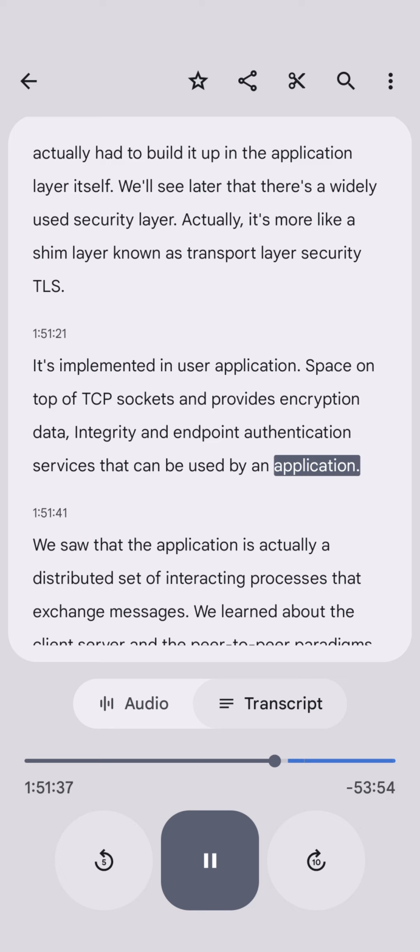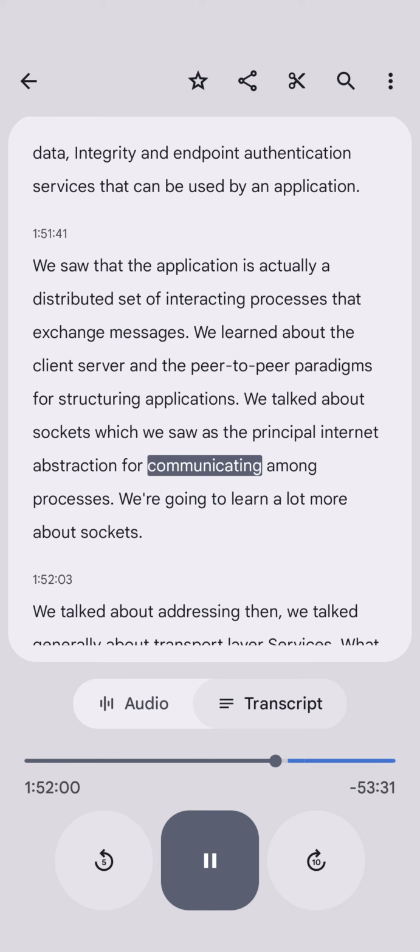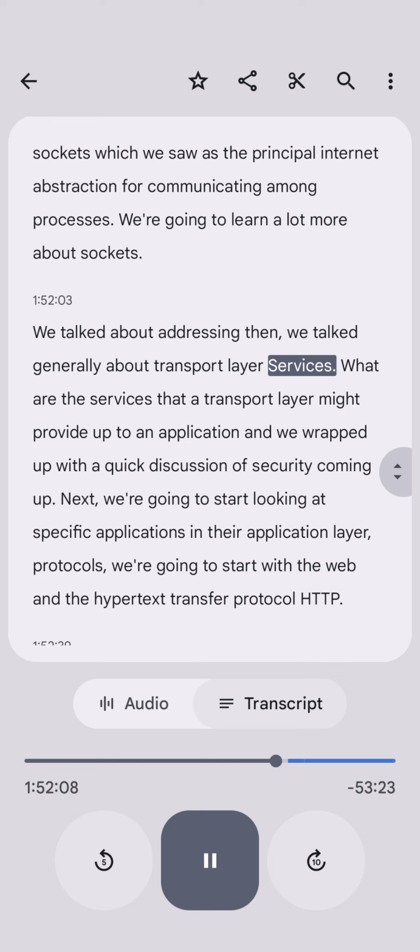Well, that wraps up our quick introduction to the principles and practices in the application layer. We saw that an application is actually a distributed set of interacting processes that exchange messages. We learned about the client server and the peer-to-peer paradigms for structuring applications. We talked about sockets, which we saw as the principal internet abstraction for communicating among processes. We're going to learn a lot more about sockets. We talked about addressing. Then we talked generally about transport layer services. What are the services that a transport layer might provide up to an application? And we wrapped up with a quick discussion of security.